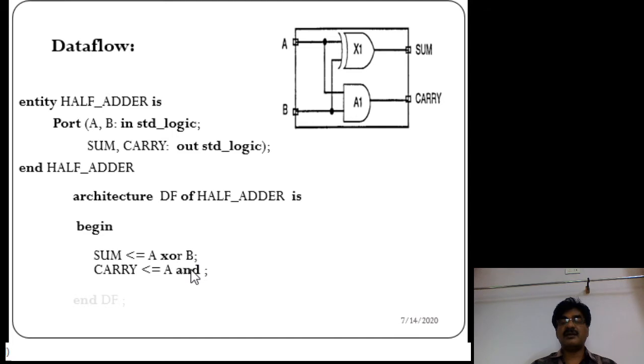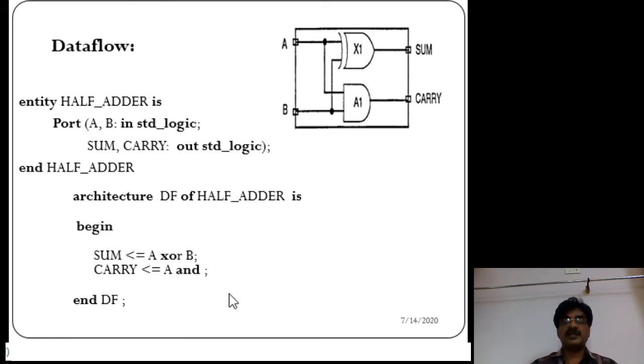Here XOR and AND are the operators. These are predefined operators in the language, so operator names also you should not use as identifiers. Then finally end the architecture, and the architecture name is DF. The architecture name we have already given as DF, so end with the architecture name. So like that you can write data flow style programs.